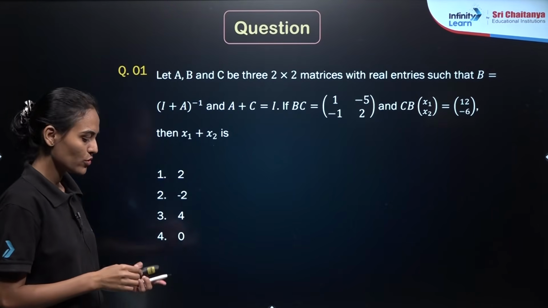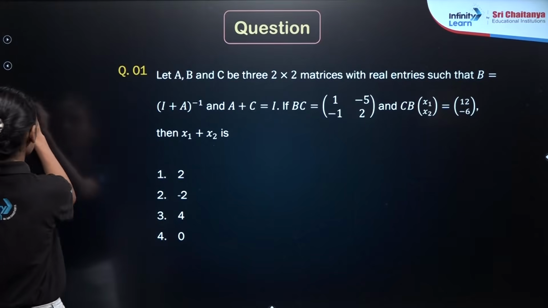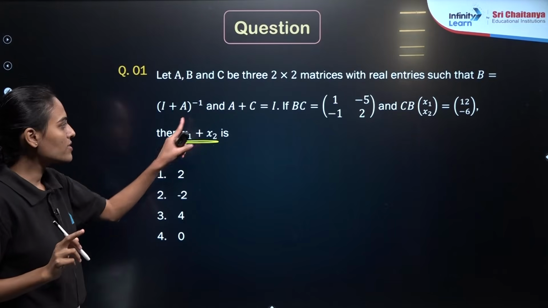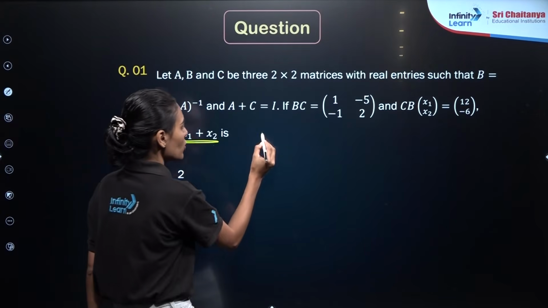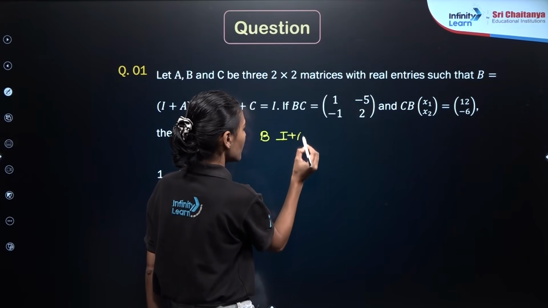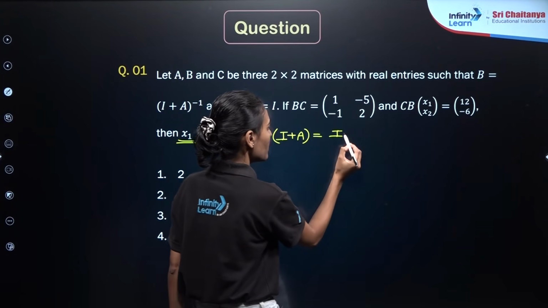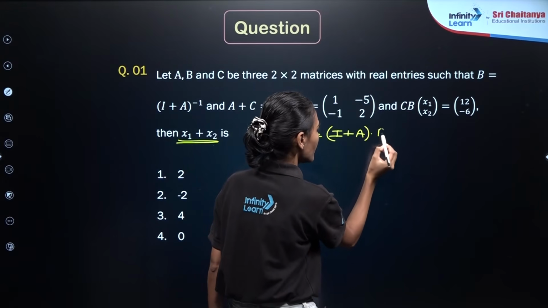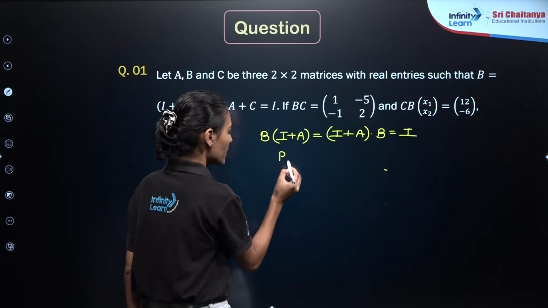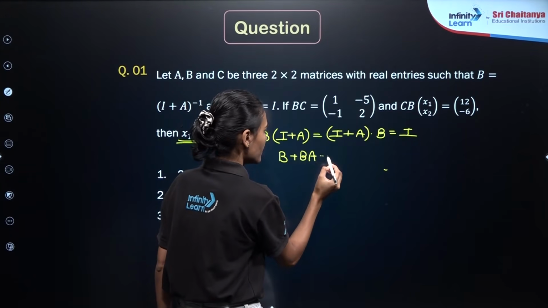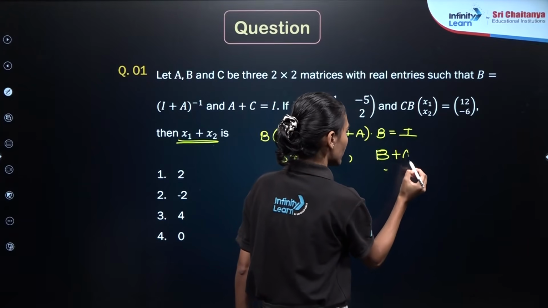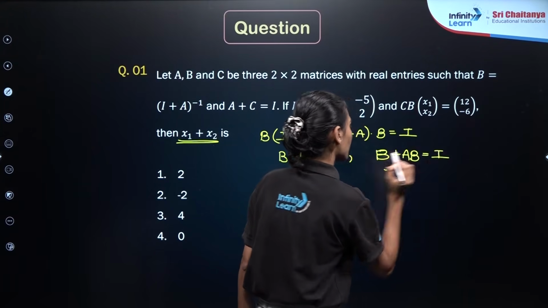Now let us first use given information, students. You need to find this, right? So they have given what? B equals (I plus A) inverse. So you will get what? With the inverse matrix definition, B into (I plus A) equals (I plus A) into B equals identity, right? Now again simplifying, you will get B plus BA is identity and you will get I into B is B plus A into B is equals to identity.